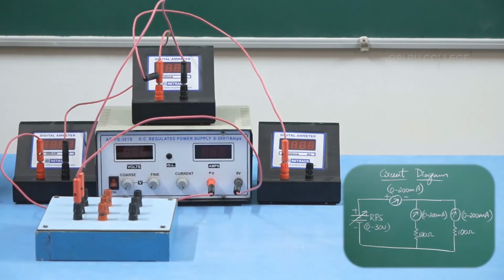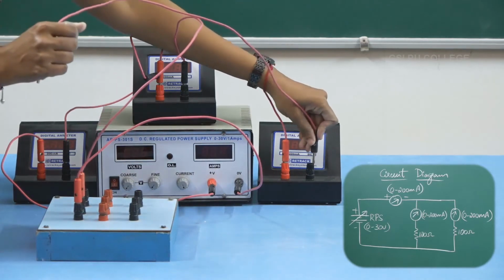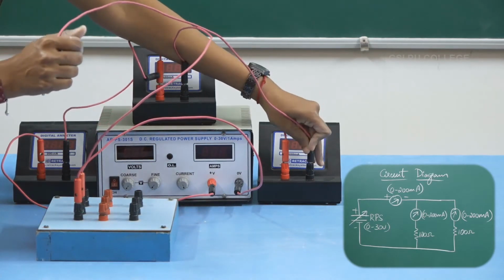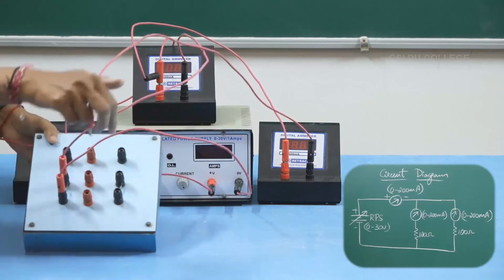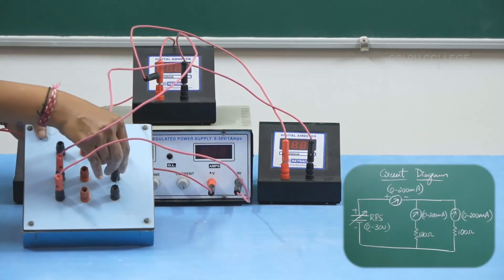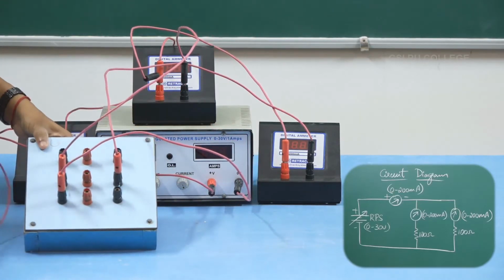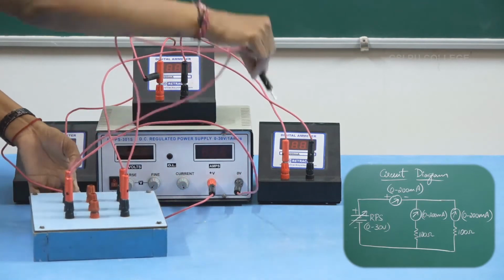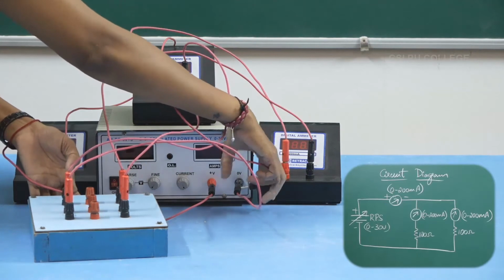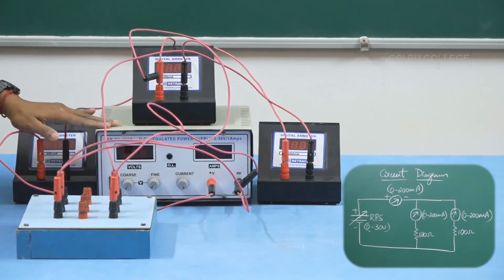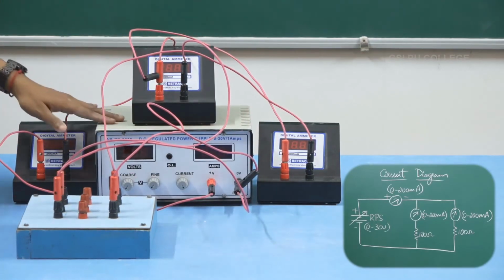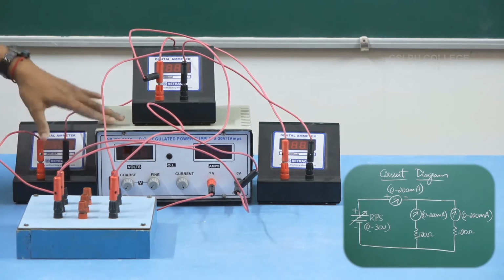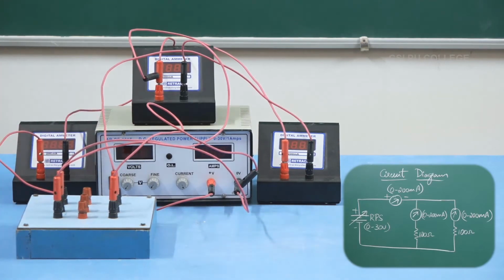Similarly, the negative end of I2 will be connected to one end of the resistor. The other end of the resistor will be connected back to the negative terminal of the RPS. So after the circuit connection, let us switch on the main power supply as well as the power buttons of this RPS.